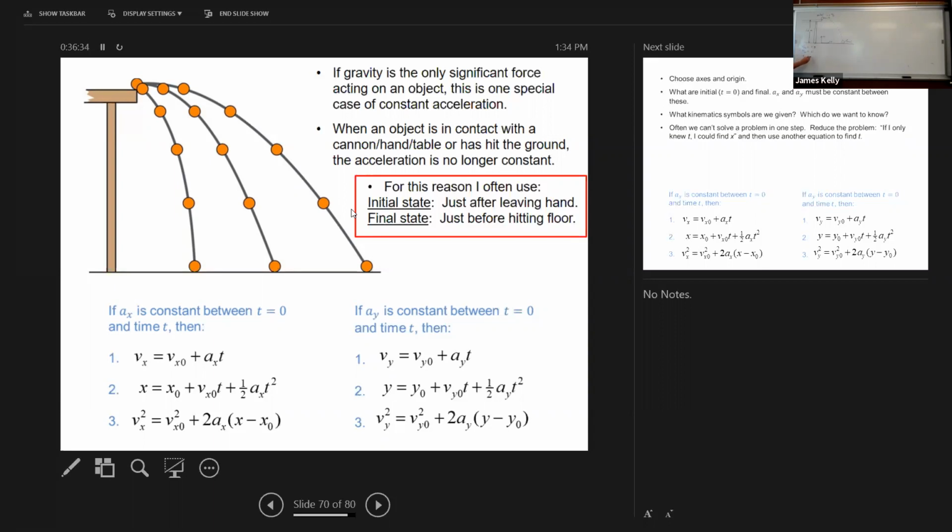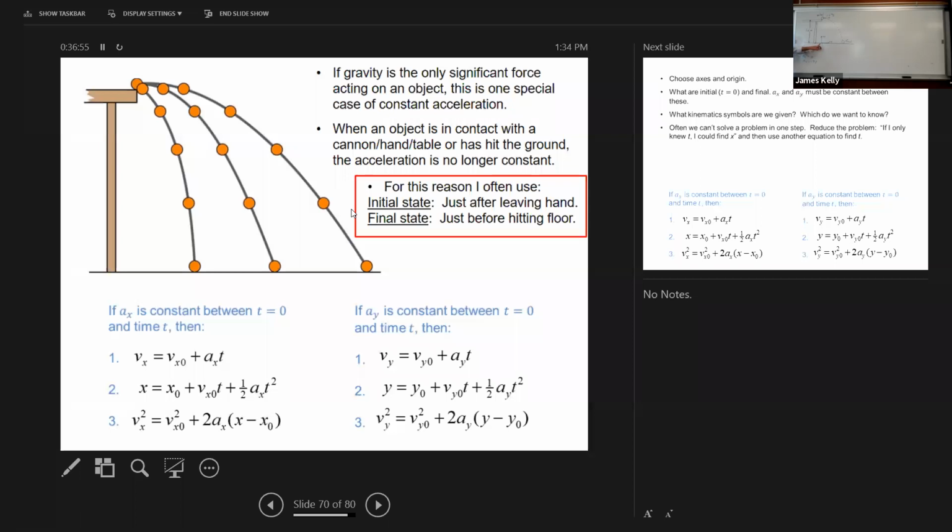The x acceleration is 0. The y acceleration is minus 9.8 because I chose plus y to be up. It's fine if you chose plus y to be down. It's also fine if you chose your coordinate system to be up here where the ball was initially. It's going to affect some of the numbers that I put in.